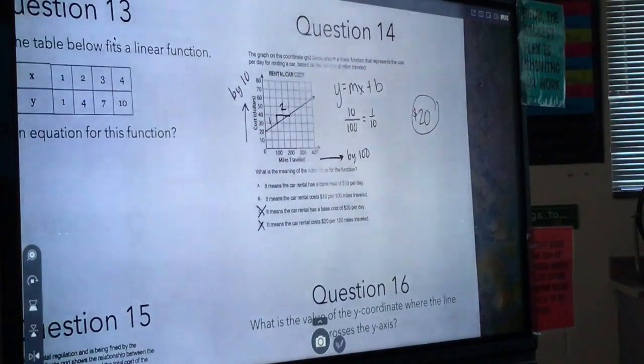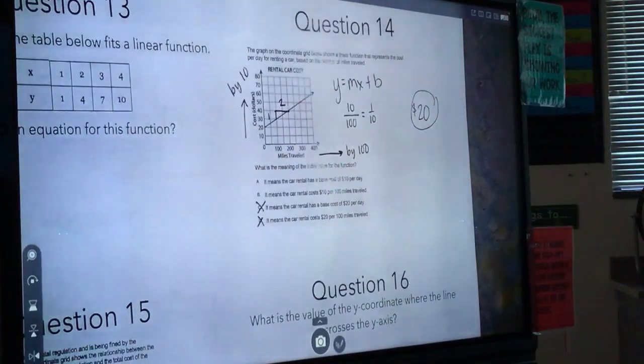Okay, my turn. Right here, if you look at where the point is, it says it's $30 per 100 miles. Yes, that's where it meets the point. And that's what I'm saying, it can't be B. The perfect point is on it. So, it's A.